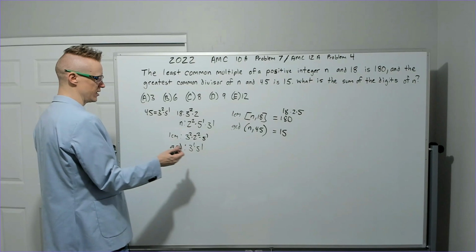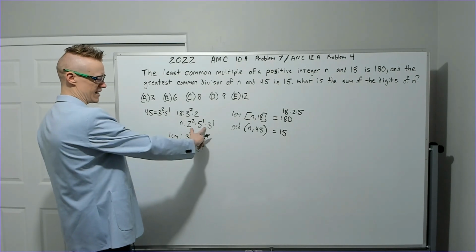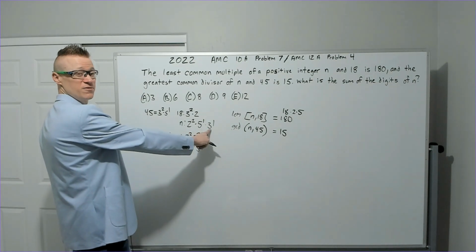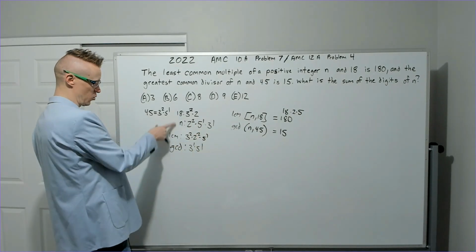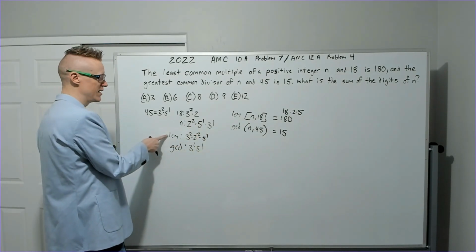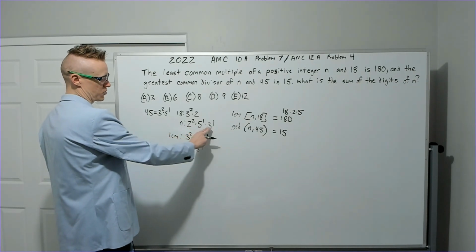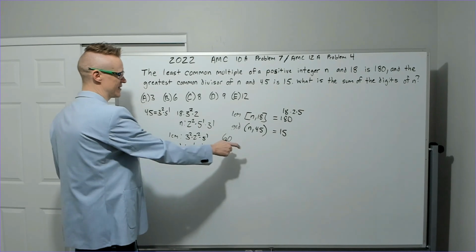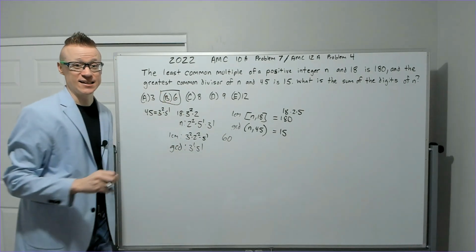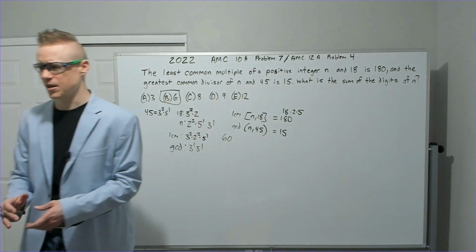Everything looks good. Let's just make sure that this, and again, this could have been any power of 3 up until 2 for it to work with the LCM. And this is going to be it. N is this number. 4 times 5 is 20 times 3 is 60. Add 6 plus 0 to get 6. Let's get on to the next problem.